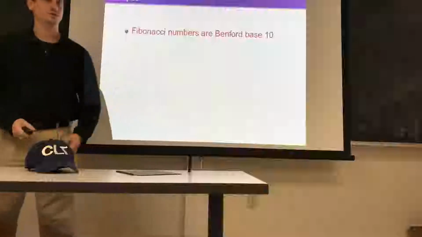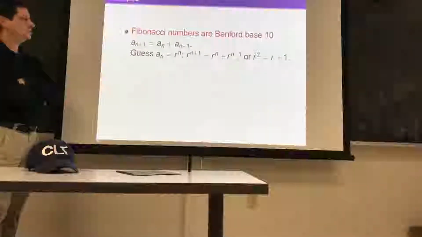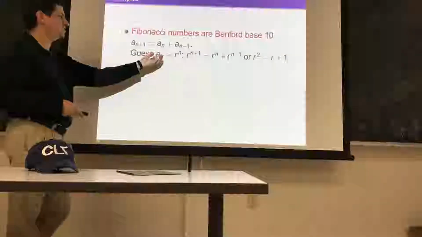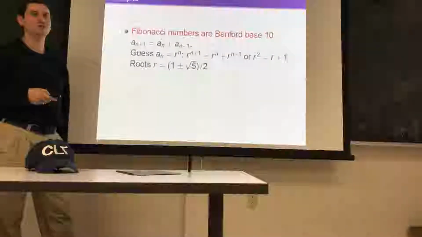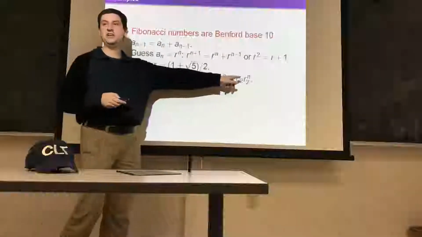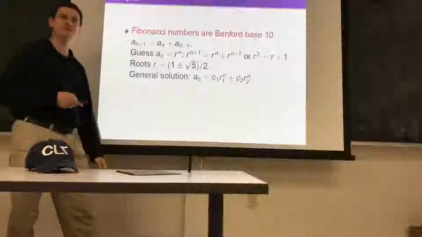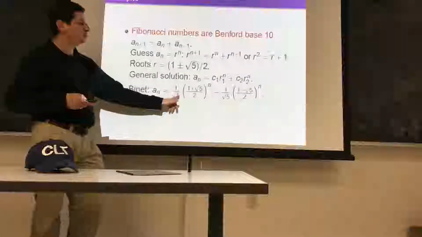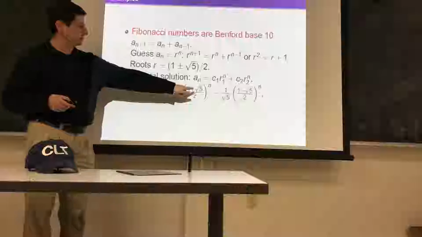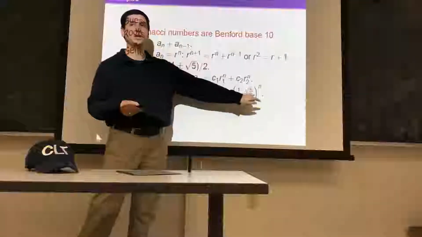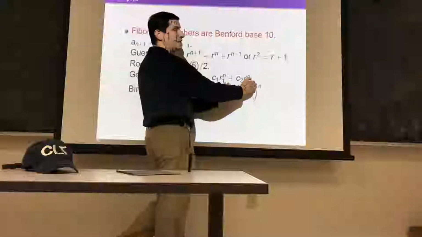Fibonacci numbers are Benford. So we've been doing a lot with Fibonacci numbers. So here's the recurrence relation for the Fibonaccis. We've talked about this many times. Guess a_n is r to the n. We get this nice characteristic equation. We solve the roots, 1 plus or minus root 5 over 2. Linear combinations are solutions. We can figure out what the values of C1 and C2 are by looking at the first 2 Fibonaccis. And we get the following beautiful formula. We've talked about this many, many times. This number is greater than 1 in absolute value. This number is less than 1 in absolute value. So when n becomes very, very large, this has almost no impact on the number.